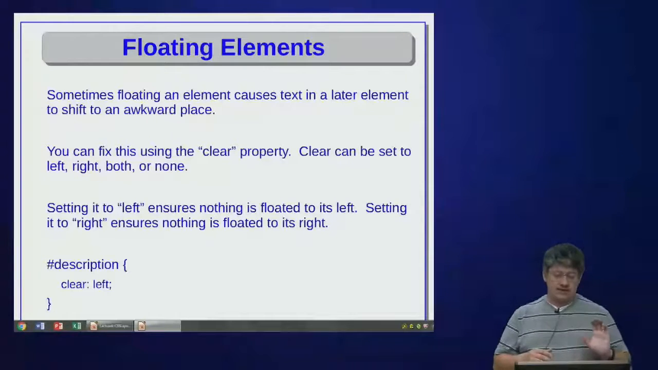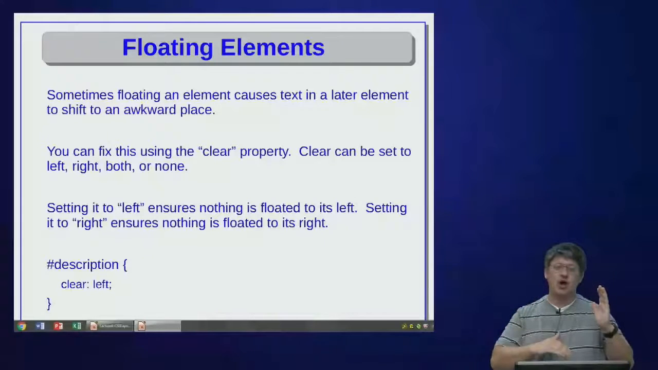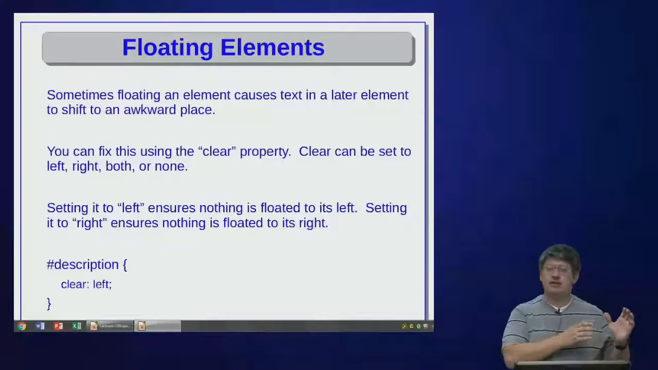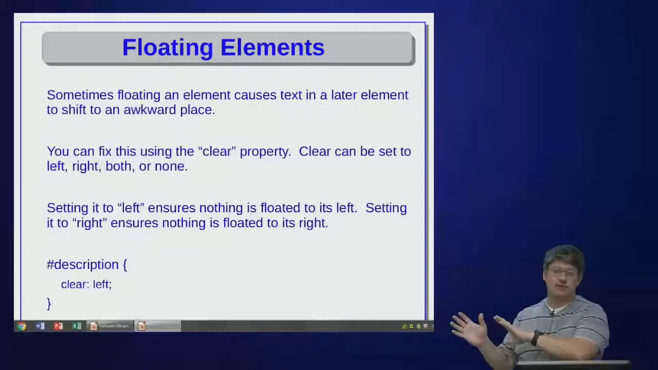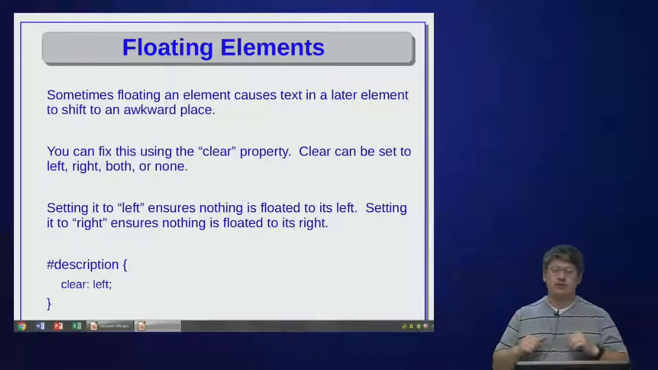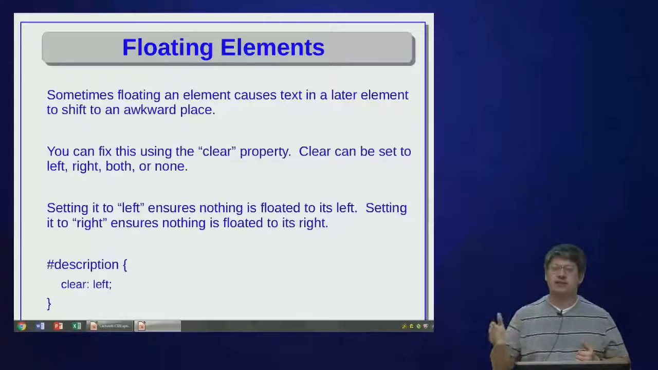So if you, for example, take my paragraph, which I've given the ID description, and you tell it to clear left, it'll position the text so it's below any floating elements on the left side. You can set clear to be left, or right, or both, or none. If you set it to left, it'll be positioned below any elements floating on the left. If you set it to right, it'll be positioned below any elements that are floating on the right. If you set it to both, then it'll be positioned below any floating elements. And if you set it to none, it'll be laid out like you saw it originally.